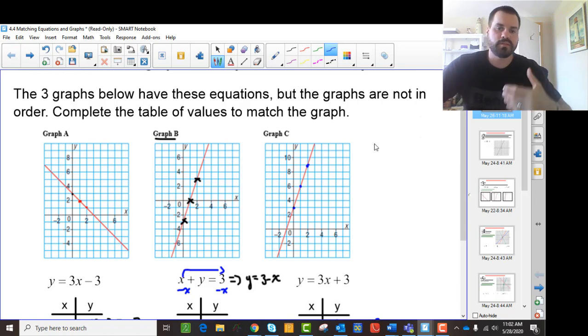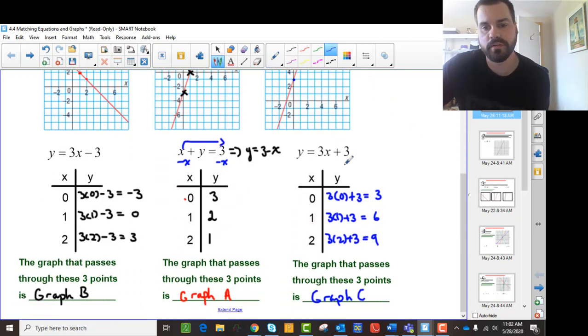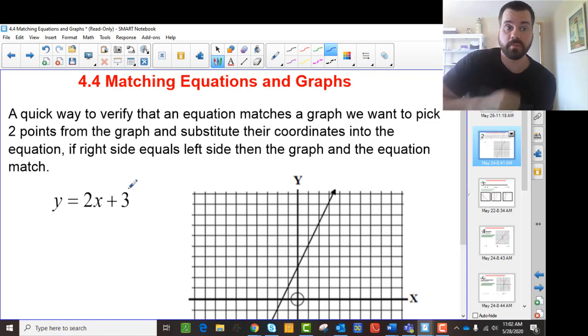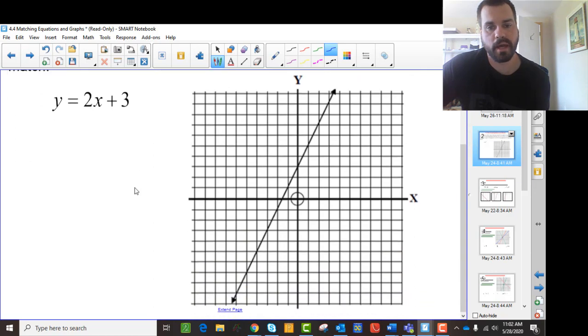So that's how we compare the graph to the equation: just use a table of values and see which one matches the points that we come up with. Now, a quicker way, instead of doing a table of values and going all the way through it, is to pick 2 points from the graph and put them into the equation and see if they work. And if they work, then we know that it is the correct equation. It matches the graph.